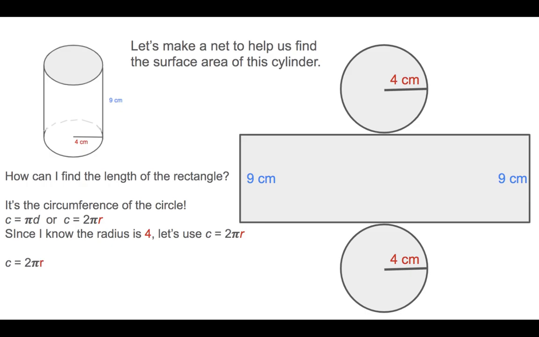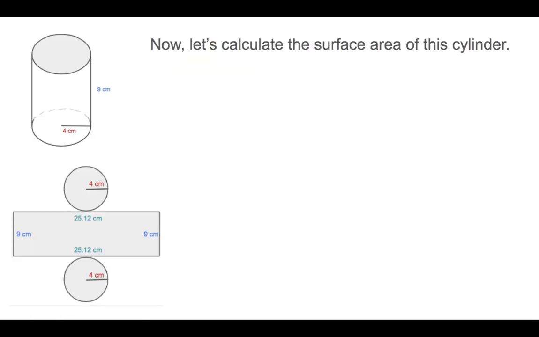So to find the circumference, 2 pi r, I'll replace pi with 3.14 and r with 4. And then I'll find the product, and I end up with 25.12 centimeters. And there are my dimensions. Now I have all the dimensions that I need in order to find the surface area.